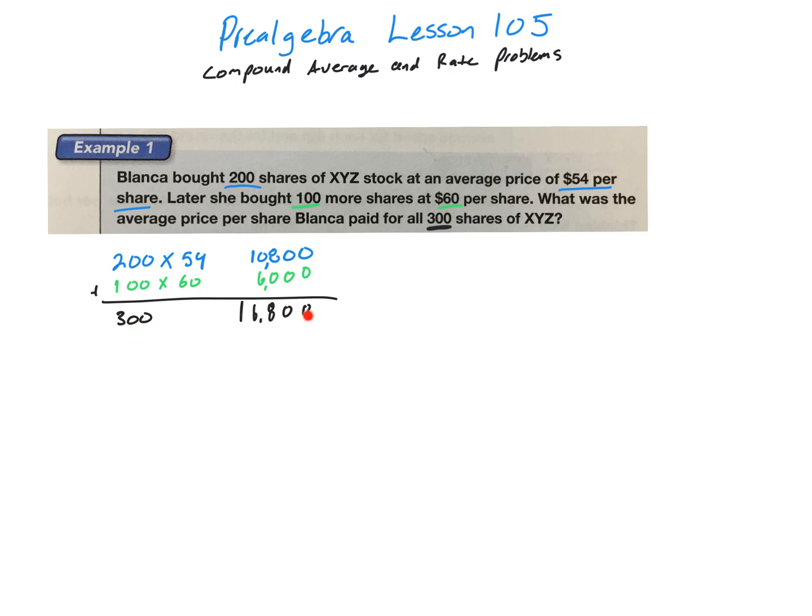So what we need to do is take the 16,800 and divide by 300. Really, it's the same thing as taking 168 and dividing it by 3. So it's going to go into that 5 times, because it's going to give me 15. Subtracting gives me 1, bring down the 8. And it goes into that 6 times. 6 times 3 is 18. So, on average, she paid $56 per share.